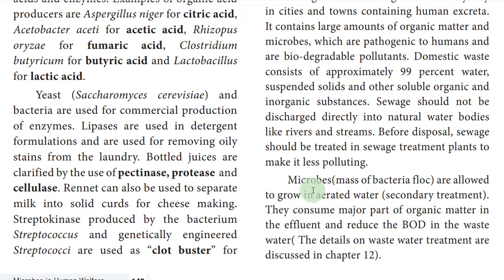So the first is we allow the microorganisms to grow inside the sewage water. That is called secondary treatment. So in the primary treatment, what we are doing, we settle down all the solid waste, then we are removing the solid waste from the sewage water. Next we allow the microorganisms to grow in it in aerated condition.